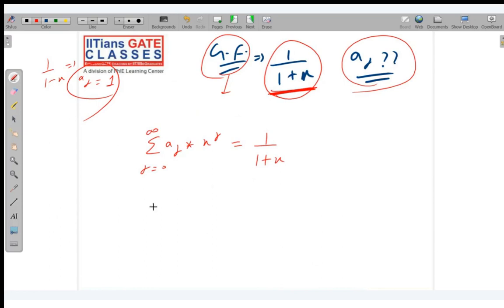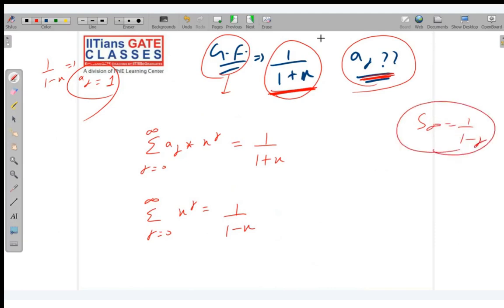I will say like this: sigma r is equal to 0 to infinity x power r is equal to 1 upon 1 minus x. I have just solved it. When numeric function a r is 1, we get this. If you are not able to remember, just think in your mind: sigma r is equal to 0 to infinity x power r is nothing but a GP, the sum of infinite terms of a GP. The formula is 1 upon 1 minus r. I have proved that also.